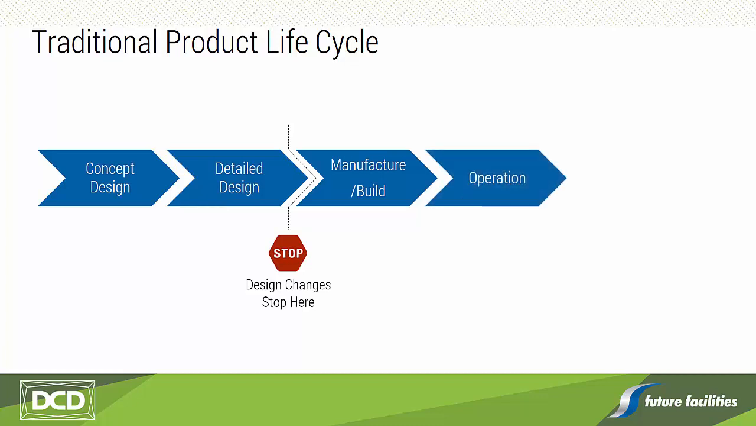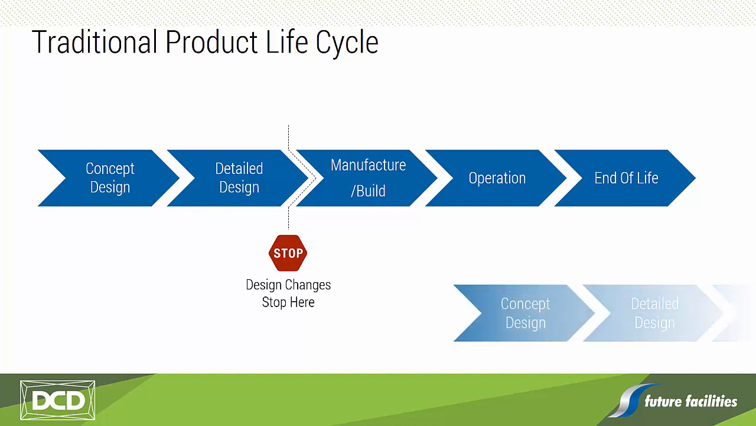And once that gets out of the factory, once it gets into operation, then again that product is static and will operate for its life before at some point it comes to the end of its useful life to be replaced by the next version of that product, which will have started its life at some point during the operational phase of the original product.